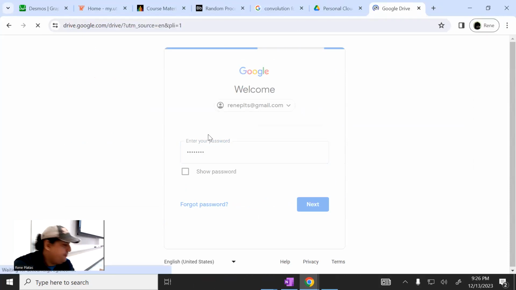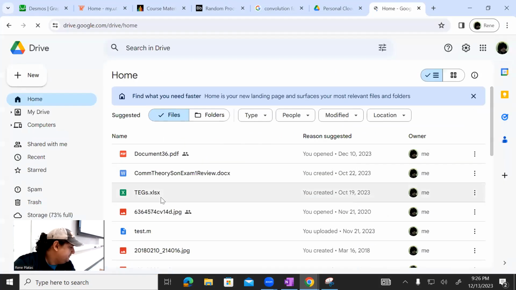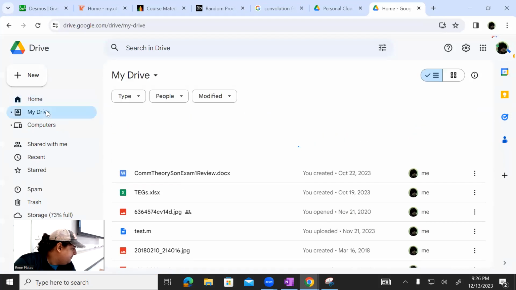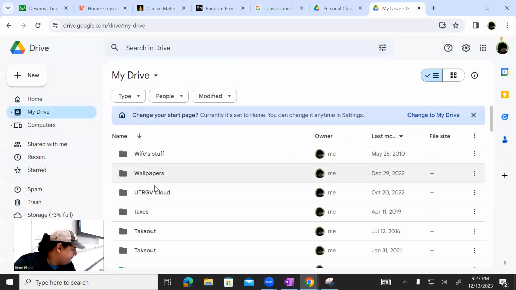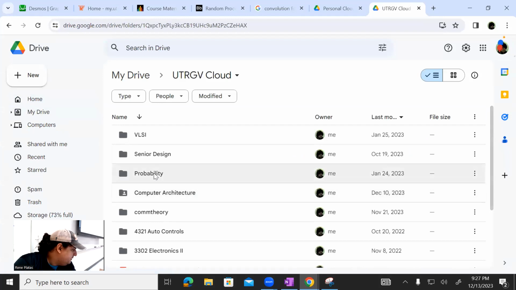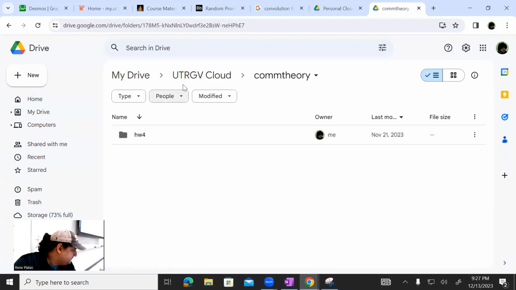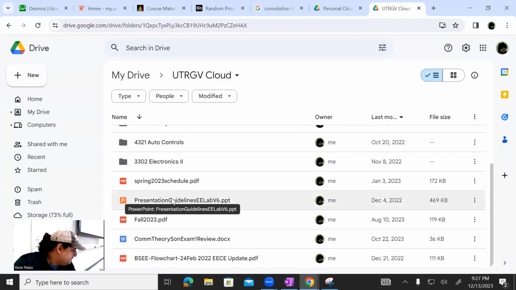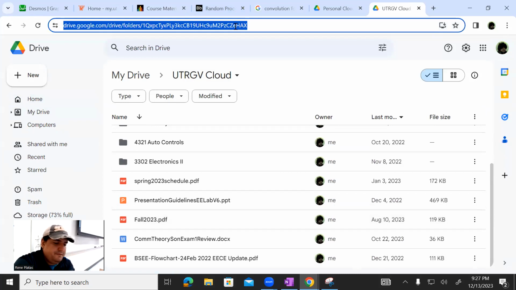What am I gonna password? Comparing. What's another one drive?